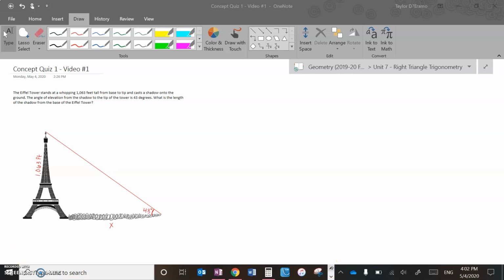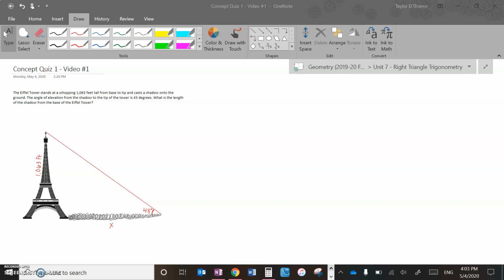Okay, so the first problem that we're solving, we are looking for a missing side. Our problem is: the Eiffel Tower stands at a whopping 1,063 feet tall from base to tip and casts a shadow onto the ground. The angle of elevation from the shadow to the tip of the tower is 43 degrees. What is the length of the shadow from the base of the Eiffel Tower?